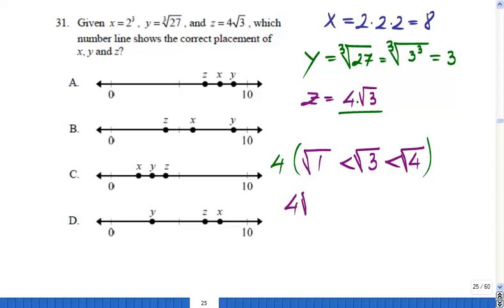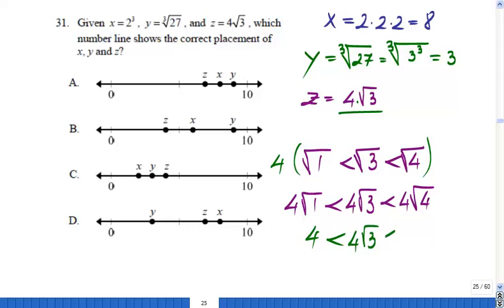Multiplying everything by 4, I have 4 square root 1 is less than 4 square root 3, which is less than 4 square root 4. But 4 square root 1 is actually 4, which should be less than 4 square root 3, which should be less than 4 square root 4. But 4 square root 4 is actually 4 times 2, because square root 4 is 2, and that will be 8. So I definitely know that my 4 square root 3 is greater than 4 and less than 8.